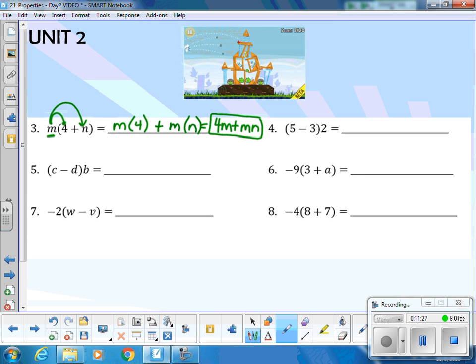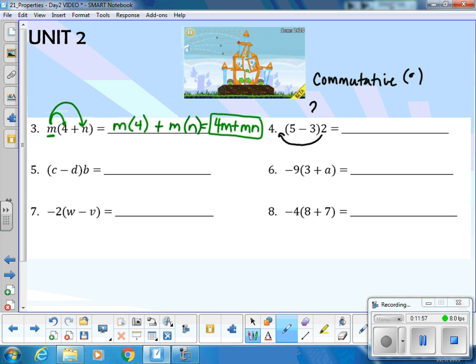Okay, let's do number 4. Let's look at number 4 because number 4 looks different. What's different about number 4? The 2 is being multiplied, but it's in the back. So again, we can use the commutative property. You don't have to write this, but the commutative property of multiplication means that I can take that 2 and move it to the front.